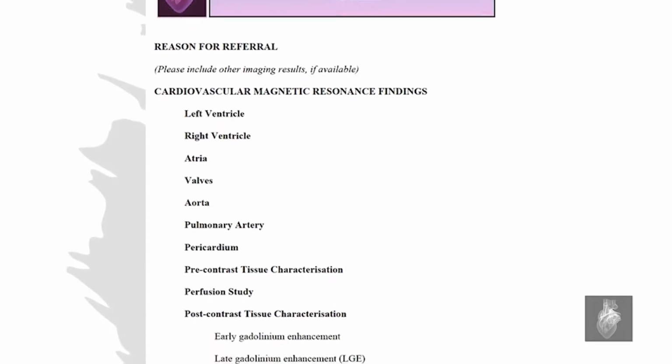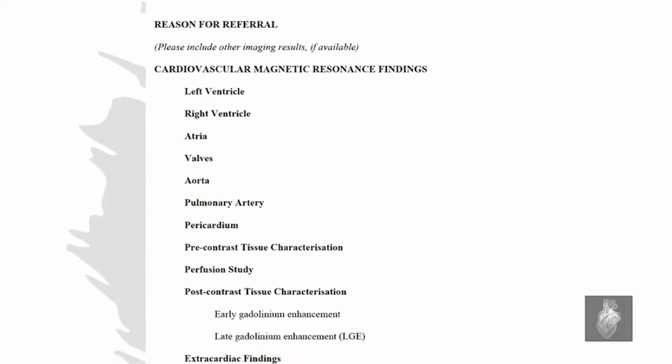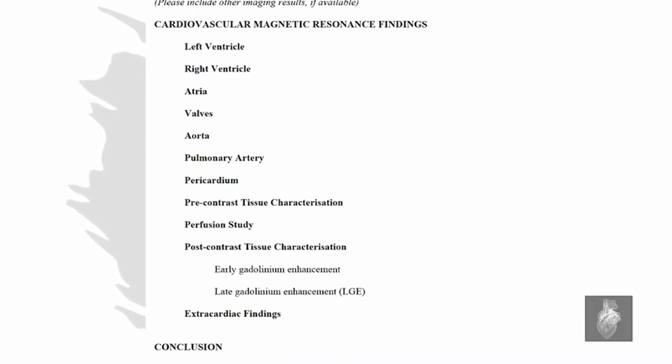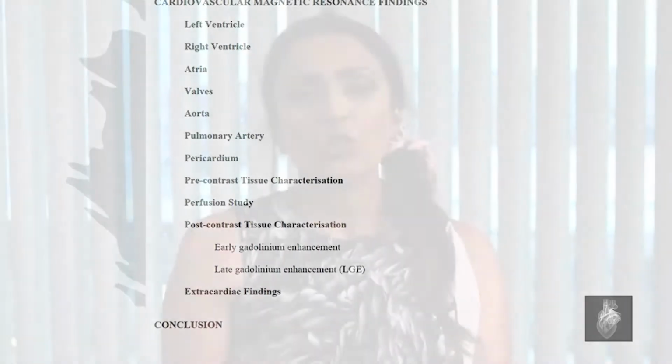Different sequences are used for myocardial tissue characterization depending on the clinical question posed and underlying pathology noted. Prior to contrast administration, T2 weighted short tau inversion recovery images, T2 STIRs, may be acquired. Gadolinium contrast is often administered. Perfusion CMR may be required in selected cases.